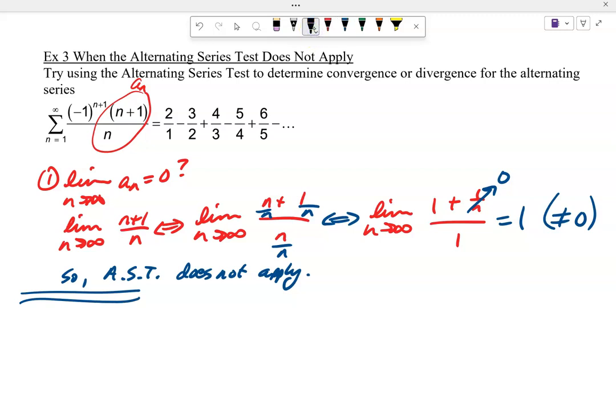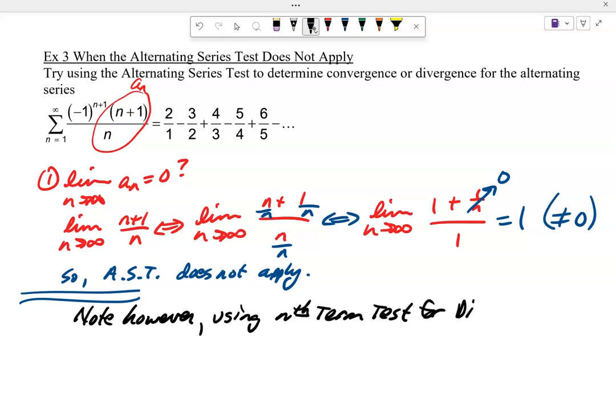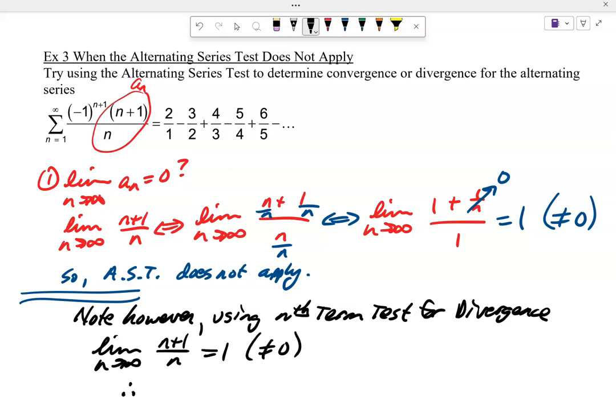Note, however, using the nth term test for divergence, this limit is 1, which is not 0. Therefore, it diverges.